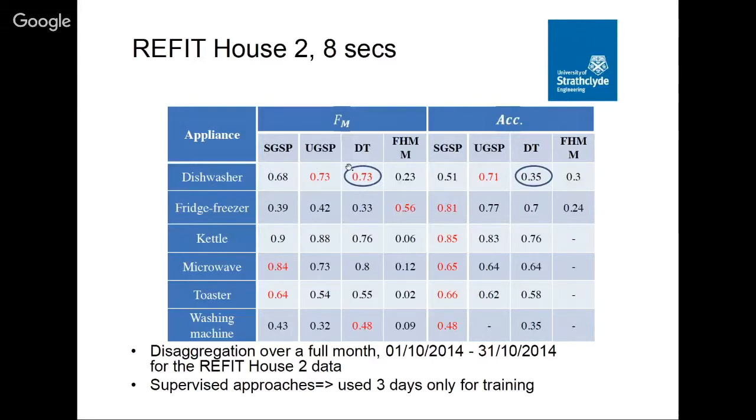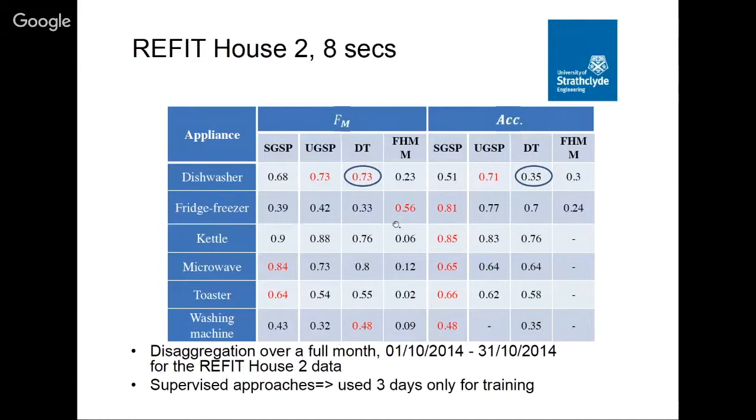Again, dishwasher tends to work well. We could have good accuracy, so it's not always the supervised GSP that works well. The unsupervised case also works quite well. But there's quite a big gap between your FM and your ACC measure if you look at the DT algorithm, for example, so that's 0.73 and that's only 0.35. And again, we need to look at the accuracy metrics, the number of FPs there may be skewing things a bit.